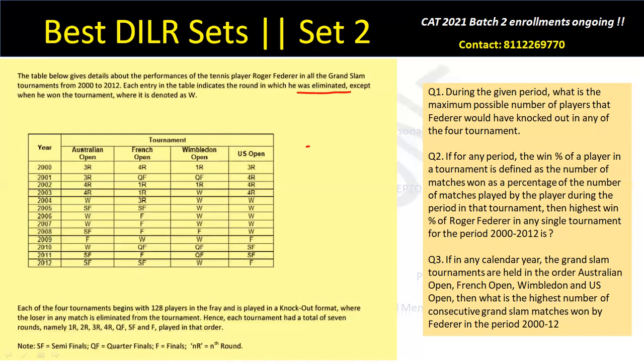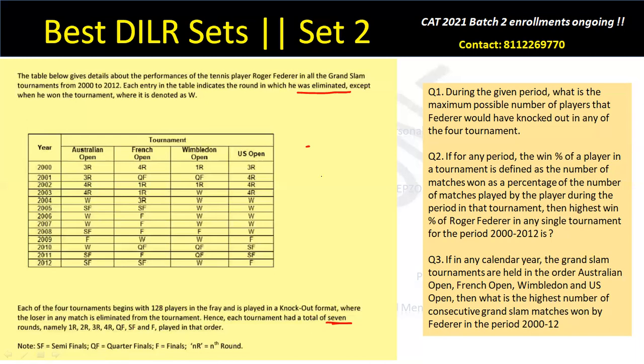Now each of the 4 tournaments, Australian Open, French Open, Wimbledon and US Open, begins with 128 players in the fray and is played in a knockout format where the loser in any match is eliminated from the tournament. Hence each tournament has a total of 7 rounds. This is a very important piece of information. SF is the semi-final, QF is the quarter final, F is the final, and NR is the nth round.